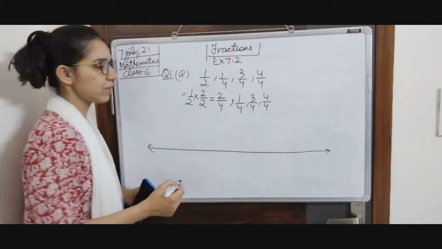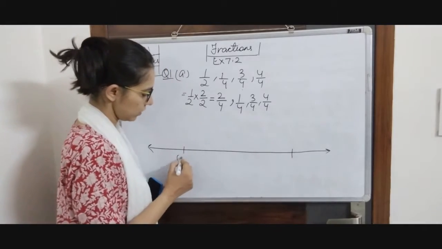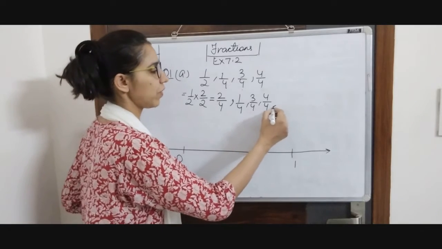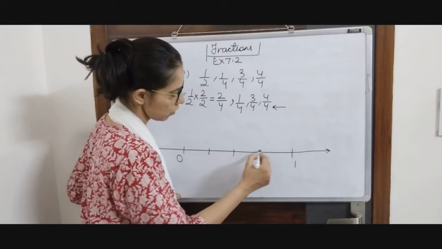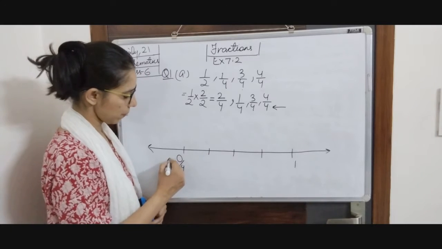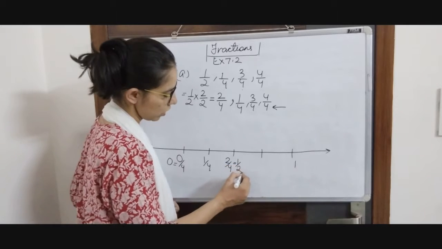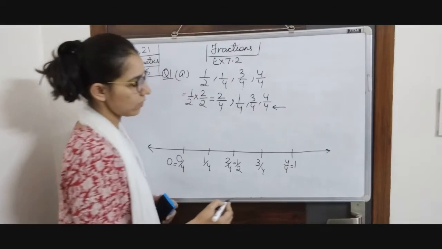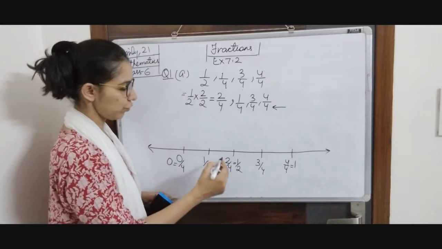You will divide the length of 0 to 1 into equal parts. How many equal parts? That will be decided by the denominator. So we will have 4 equal parts. 1, 2, 3, 4. Okay. This is going to be 0 by 4, or you can say 0, 1 by 4, 2 by 4, which is also known as 1 by 2, 3 by 4, 4 by 4, which will also be called 1. So first we have to represent 2 by 4.